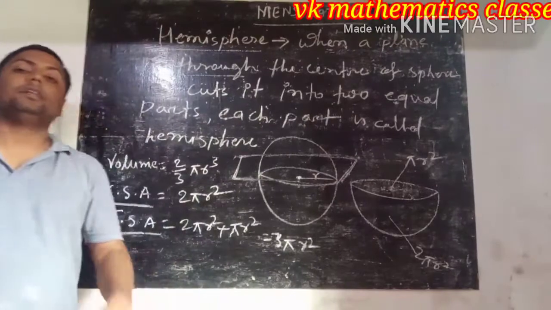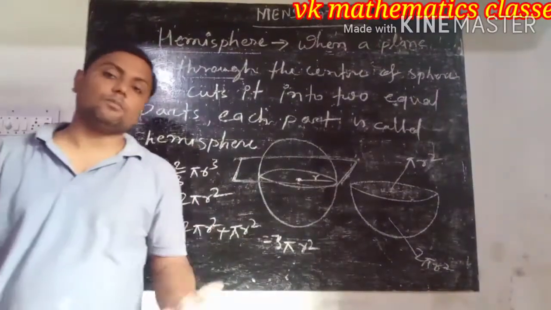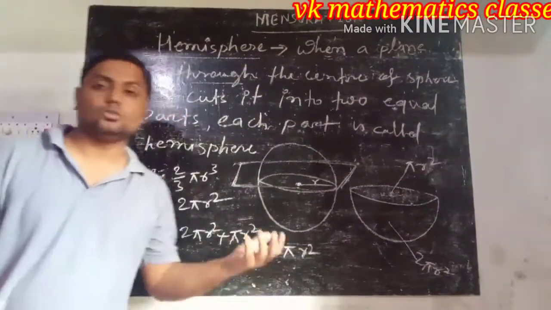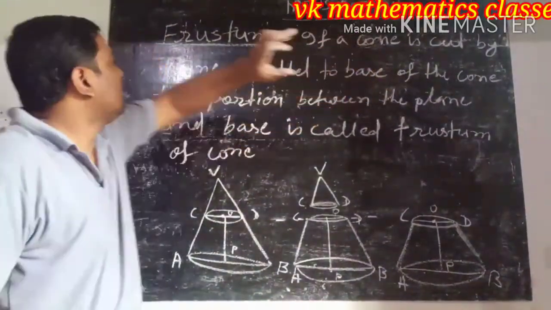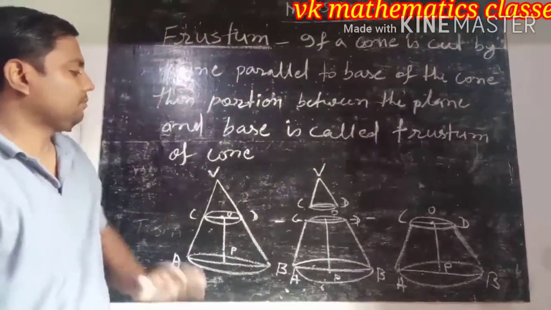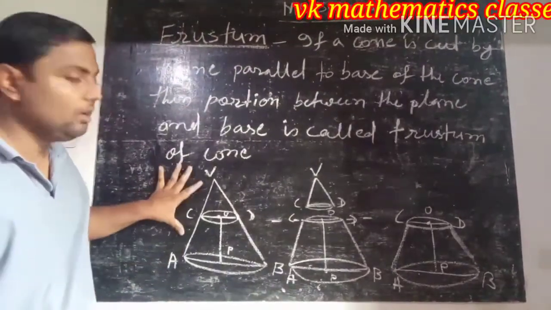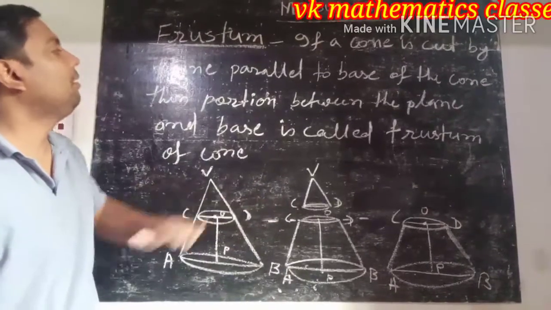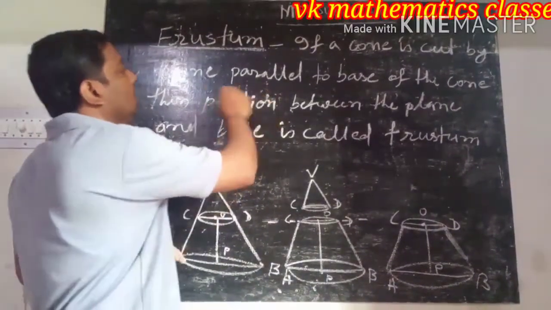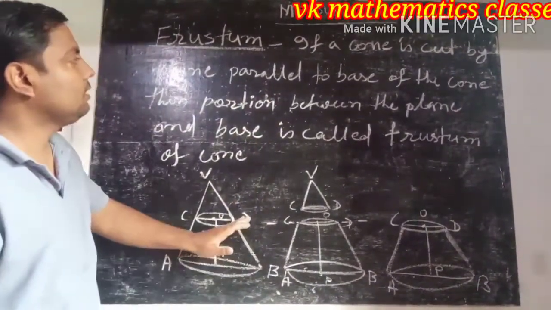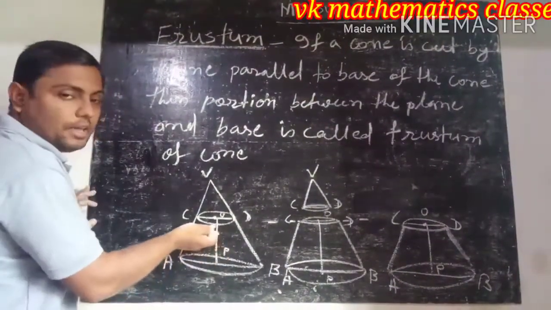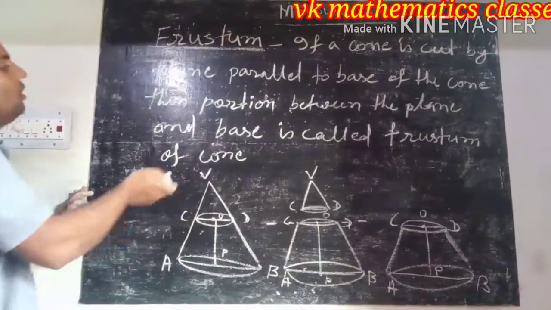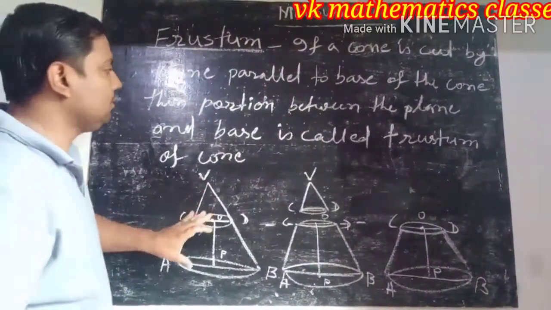Next we discuss the frustum. What is the frustum? If a cone is cut by a plane parallel to the base of the cone, then the portion between the plane and the base is the frustum.